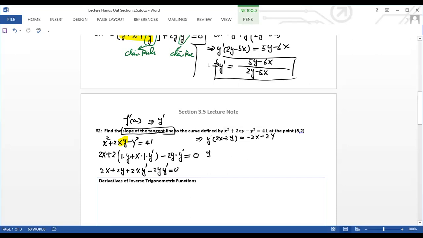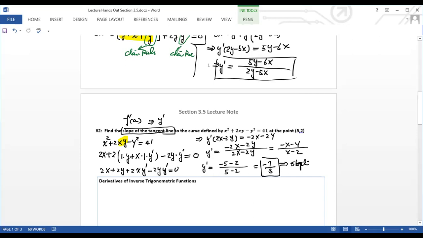Now in here, my y prime will just be minus 2x minus 2y over 2x minus 2y. I can cancel the 2, right? So I can have minus x minus y over x minus y. So this is my slope. So I plug in 5, 2. So y prime will be negative 5 minus 2, over 5 minus 2. So what is here? This is negative 7 over 3. This is our slope.